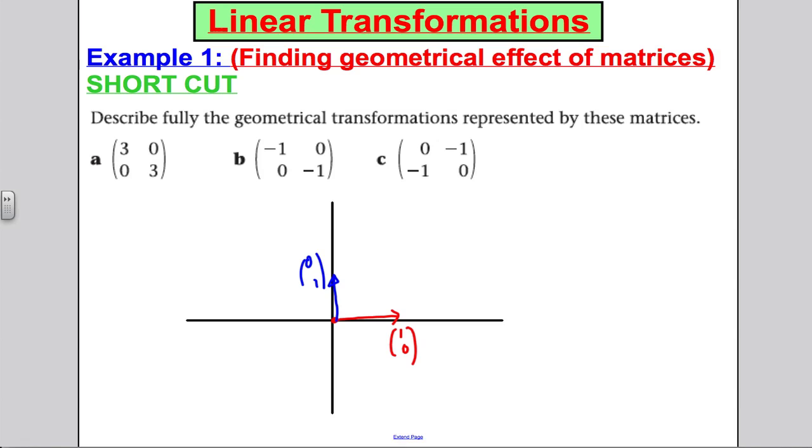Let's do the next one. Where does this end up? Well, it ends up where the first column of this matrix is. So negative 1, 0. It ends up over here. And where does this one end up? Well, it ends up at the second column, which is 0, negative 1. If I called that, let's say, A, that would be A dashed. If I called that B, that would be B dashed.